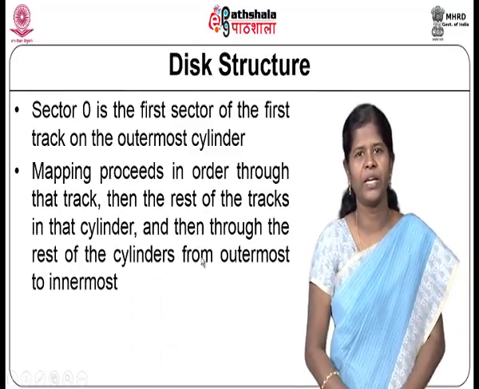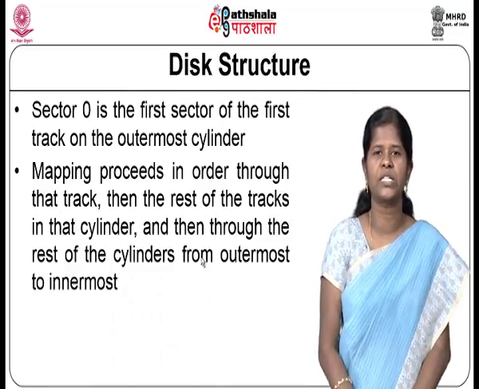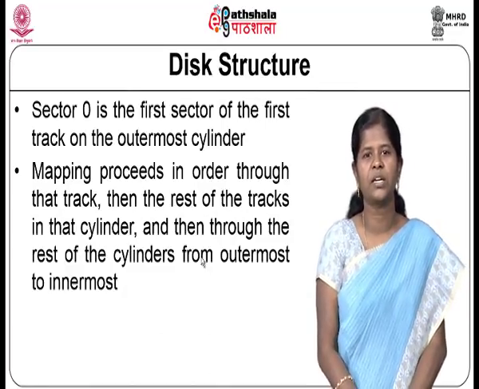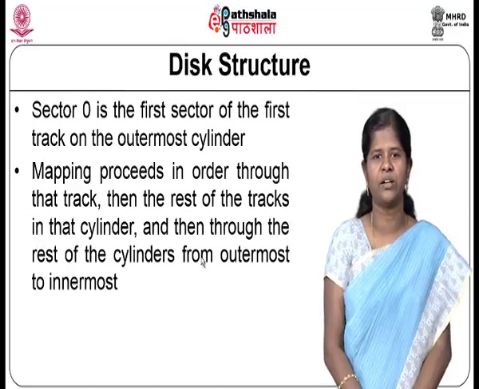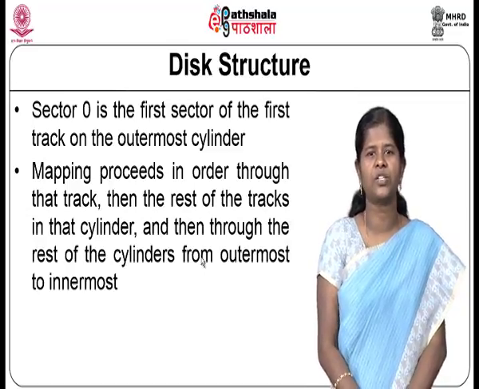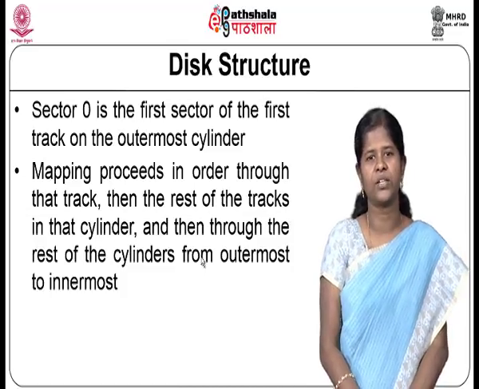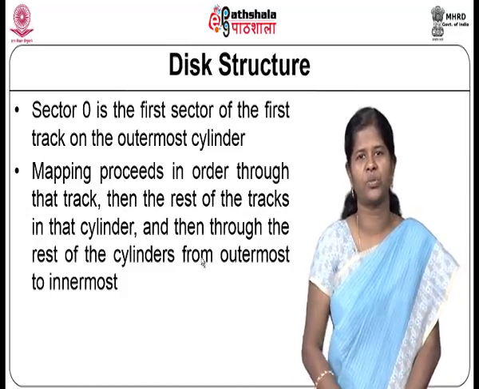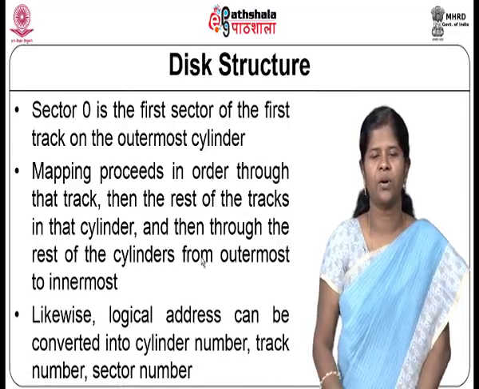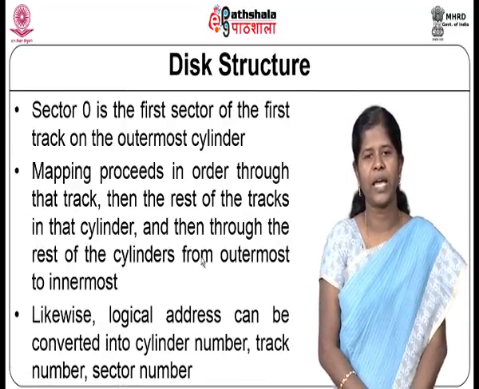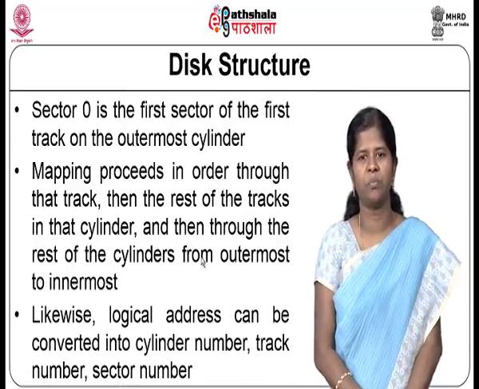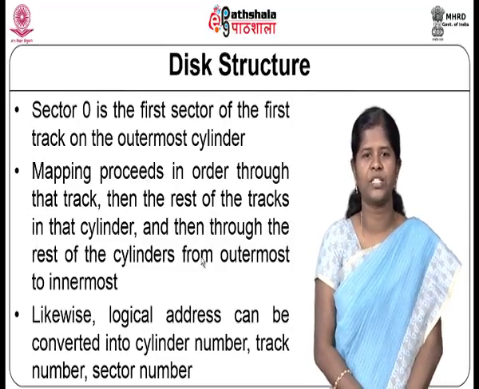When a mapping is done from a file to the disk, you first look at this first sector, then go through the rest of the tracks in that cylinder, and then go through the rest of the cylinders from the outermost to the innermost. Likewise, a logical address can be converted into a cylinder number, a track number and a sector number.